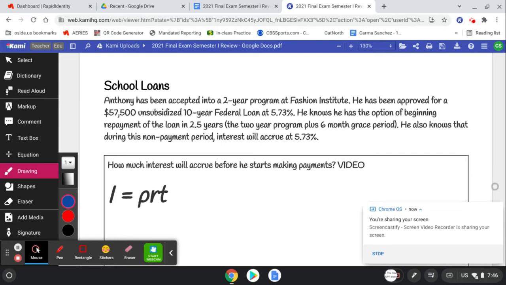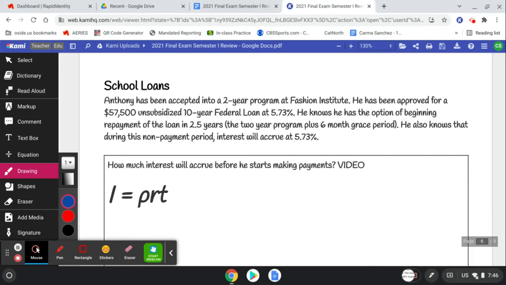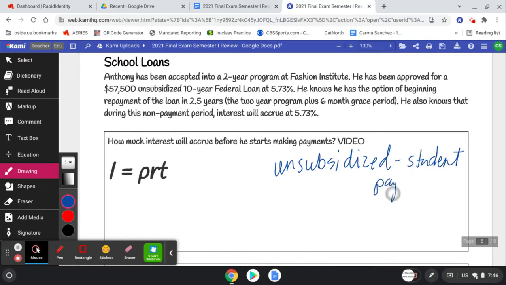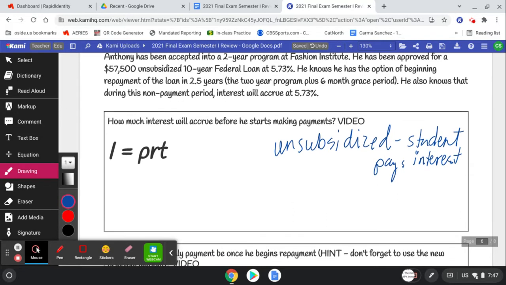Okay, in our last section, we're going to be using the monthly payment formula and looking at the school loan examples that we did. Anthony's been accepted into a 2-year program at Fashion Institute. He's been approved for a $57,500 unsubsidized loan. Recall that unsubsidized means the student pays the interest, not the government. And a subsidized loan, the government pays the interest. Unsubsidized, the student pays that interest. So while he's in school, during that 2-year program and the 6-month grace period, that interest is accruing. So the first question is, how much interest will accrue before he starts making payments?